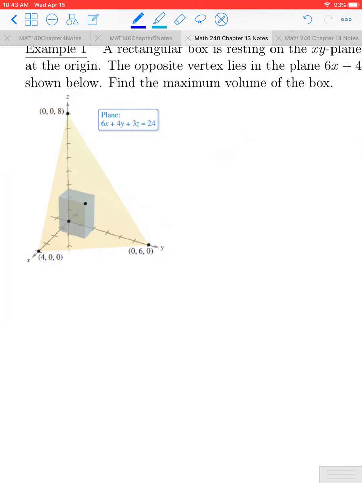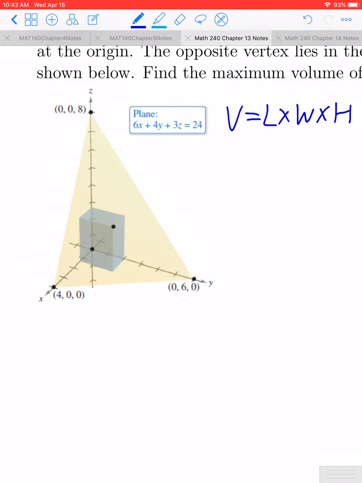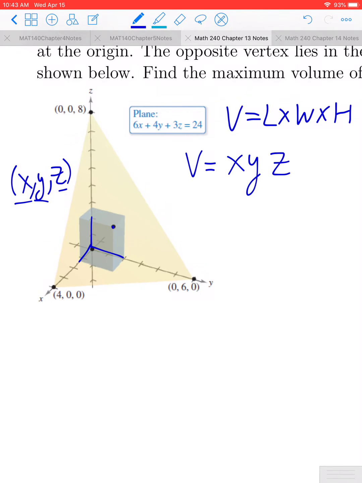Well, we know that the volume of a box is length times width times height. The fact that one vertex lies at the origin, and another one has to lie on this plane, so that point x comma y comma z, which lies in the plane, that x value would be the length, the y value would be the width. So we have x, this would be y, and then the height would be given by the z coordinate. So the volume here is going to be x times y times z.